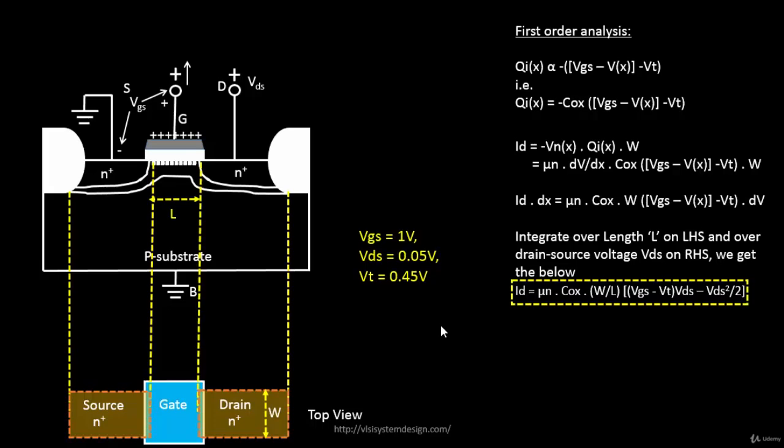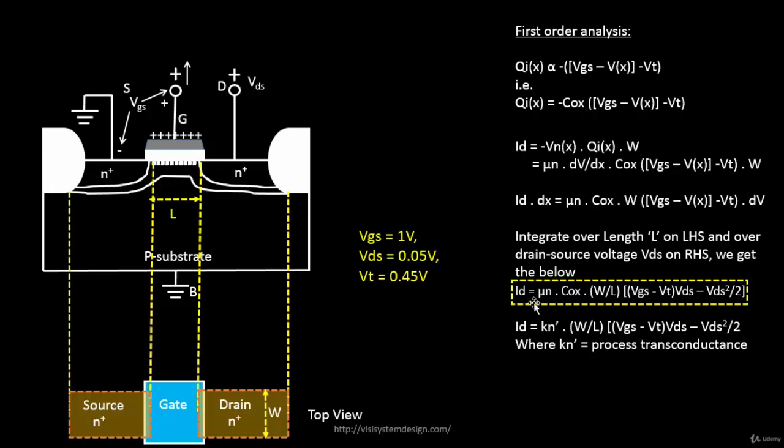Okay, and these are for VDS voltages which are very small, like 0.05. And we'll eventually come up with a condition for what value of VDS it should be to be in the linear region. Okay, we'll come to that.